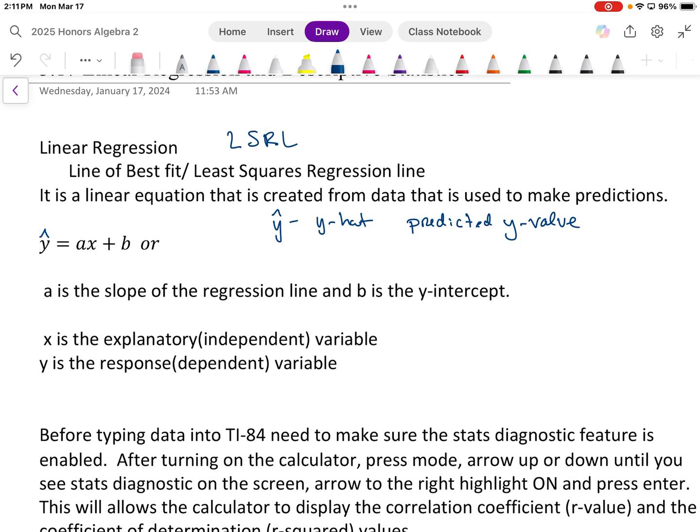It is what we are predicting our answer to be based on what the data created this equation for. It's a predicted answer. It's not the actual, it's just a predicted y value based on the equation that was created. A is our slope. It is the slope of our regression line. B is the y-intercept.